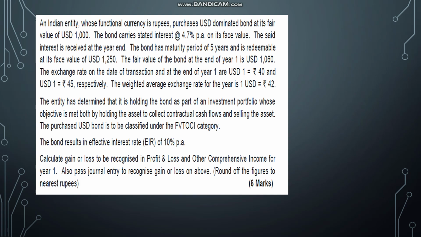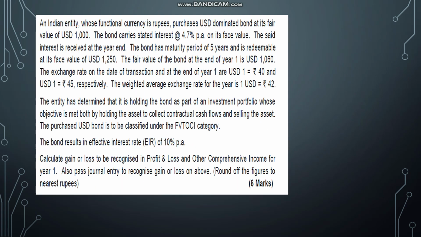The bond's EIR, that is effective interest rate, is 10%. Calculate gain or loss to be recognized in P&L and OCI for year one. Also pass journal entry to recognize the gain or loss of the above. So this is the question. Nice question. Let's quickly get going.